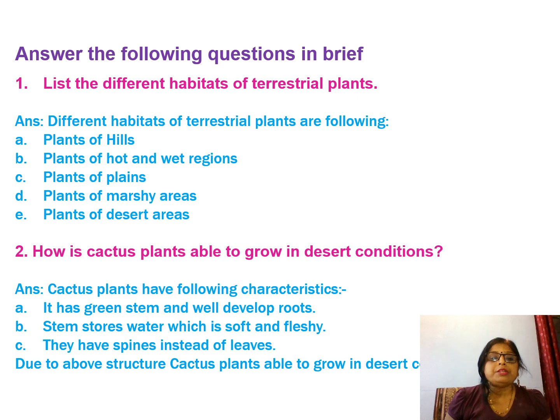Next question is, how are cactus plants able to grow in desert conditions? Cactus plants have the following characteristics. It has a green stem and well-developed roots. The stem stores water and is soft and fleshy. They have spines instead of leaves. Due to this structure, cactus plants are able to grow in desert conditions.